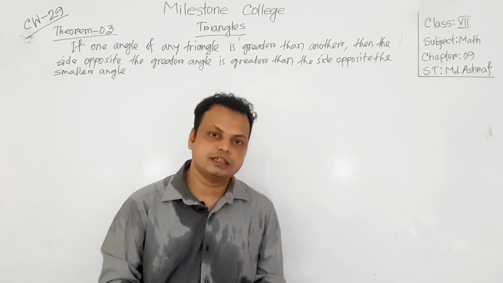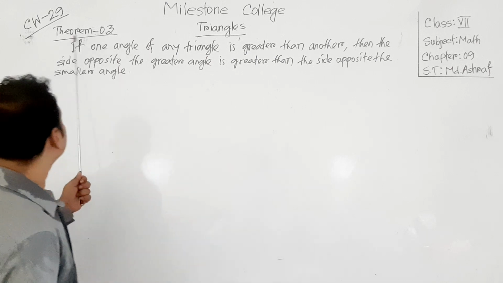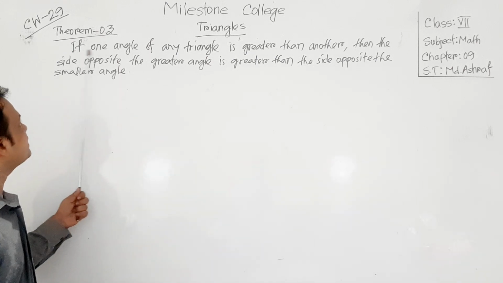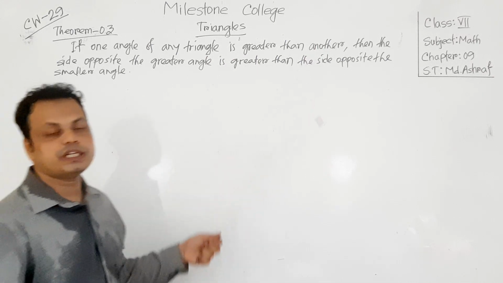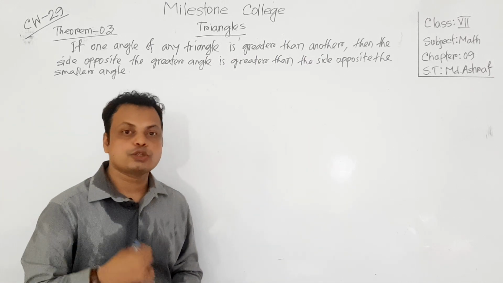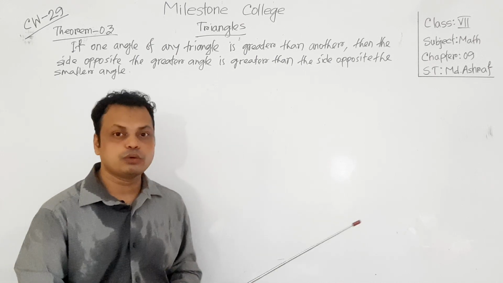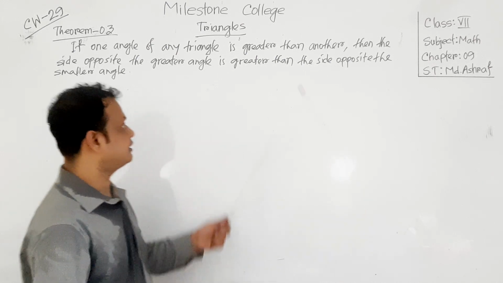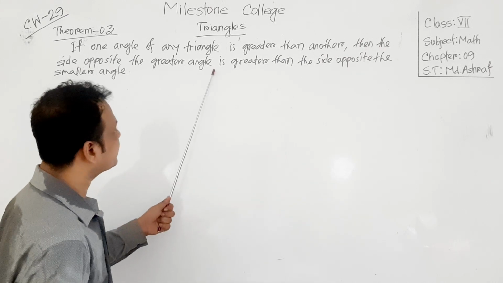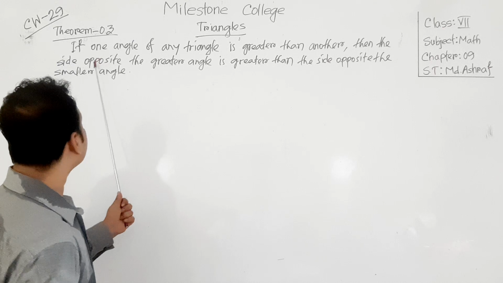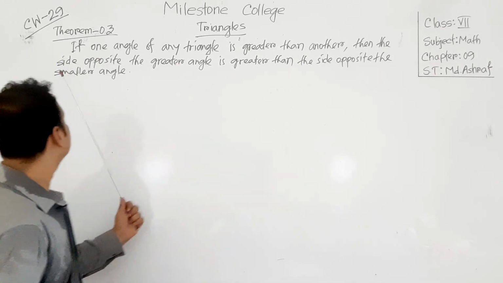Now read the statement of theorem 3. Its statement is: if one angle of any triangle is greater than another, in a triangle we get 3 angles, so compare between 2, one is greater than another, then the side opposite the greater angle is greater than the side opposite the smaller angle.